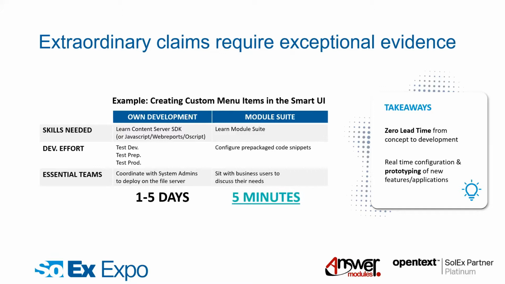With Module Suite, we can actually implement a custom menu item in literally 5 minutes. And as I mentioned before, this can be done sitting right next to the line of business. So understanding what they need, what they want, and showing them the results, verifying it. And this custom menu item, this development, is already available without any system restarts as well. So obviously a drastic reduction in the effort and the time it takes to do something simple like a custom menu item in the Smart UI.